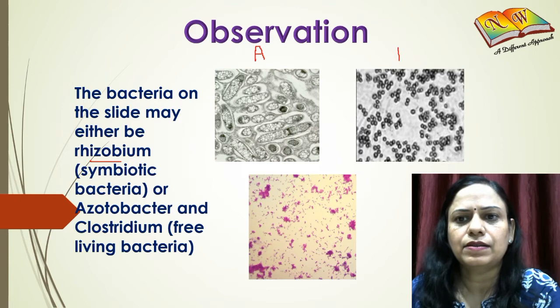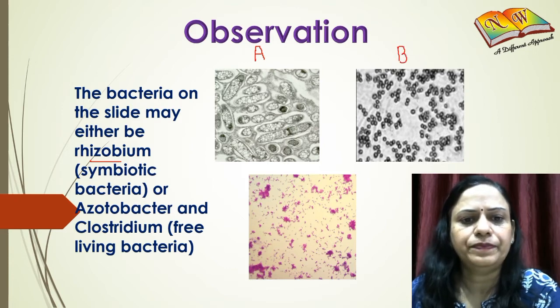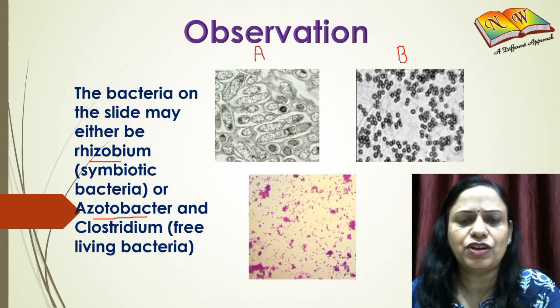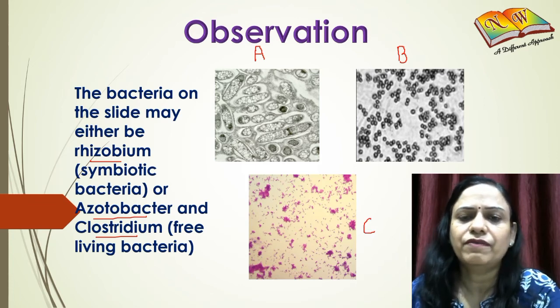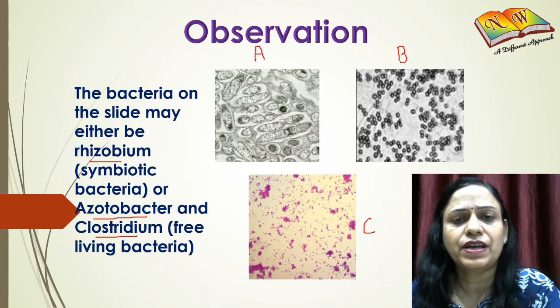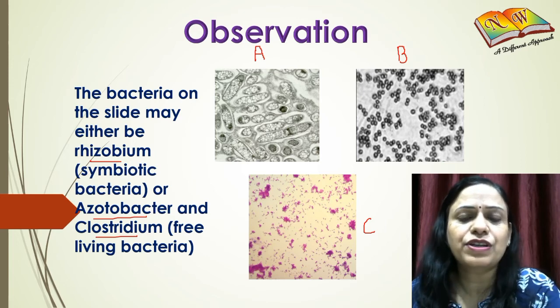This is the microscopic image of Azotobacter. Azotobacter is a free-living bacteria which has the ability of converting atmospheric nitrogen to nitrates in the soil. And you can also observe something like this, figure C, which is that of Clostridium, which is again a free-living bacterium present in the soil. So these are three different images that you would be observing under a microscope of these nitrogen fixing bacteria.